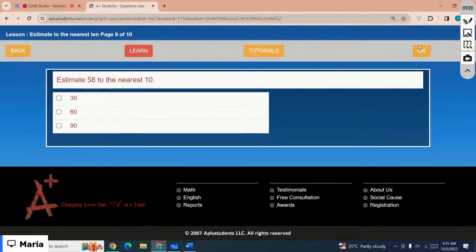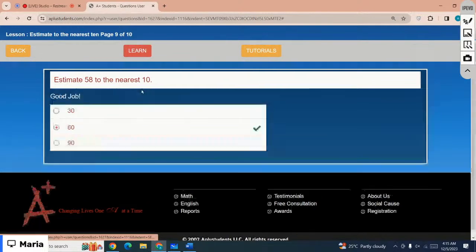58 is rounded to? Yes, very good. The correct option is 60, right? Okay, you can complete the lesson by yourself later today. Let me just move on to the next lesson.